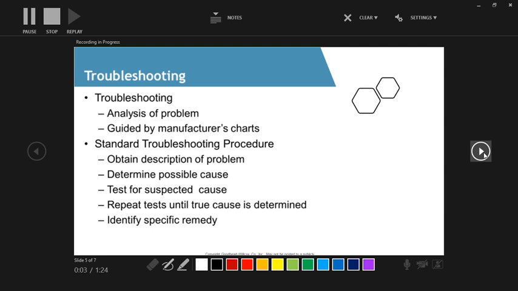Troubleshooting analysis, analyze the problem. Guided by manufacturer's charts, standard troubleshooting procedures: obtain a description of the problem, determine its possible cause, test for suspect cause, repeat test until the cause is determined, identify specific remedies. A little bit about this.